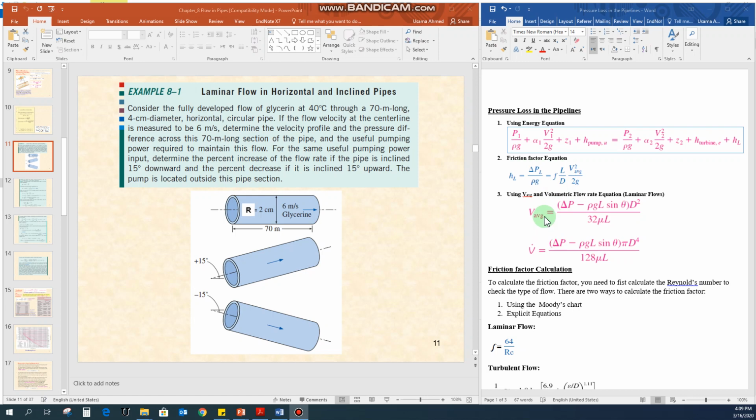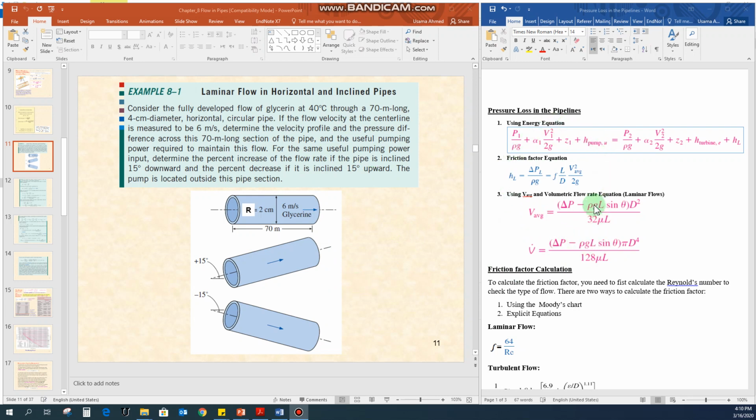There are two other equations that you can also use to calculate the pressure drop in the pipeline in the form of average velocity and the volumetric flow rate. But these two equations can only be used if you are dealing with laminar flows. Okay, so you can rearrange this equation to calculate the value for the delta P if you are provided with the average velocity, or you can calculate the value for the delta P if you are provided with the volumetric flow rate. So these two equations we already studied in the previous lectures. Okay, so this is the first part of this question, that we need to calculate the head loss in the piping system. So you can rely on any of these equations.